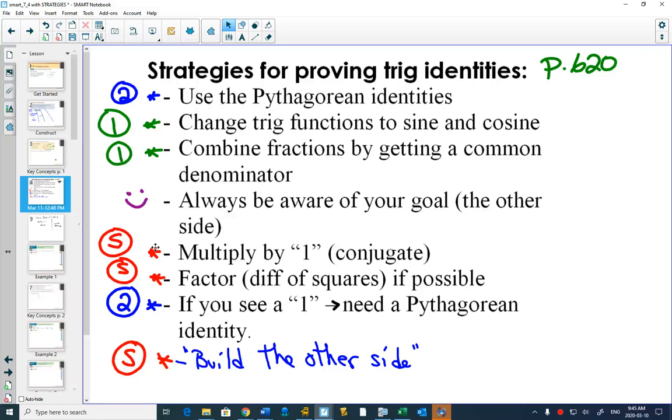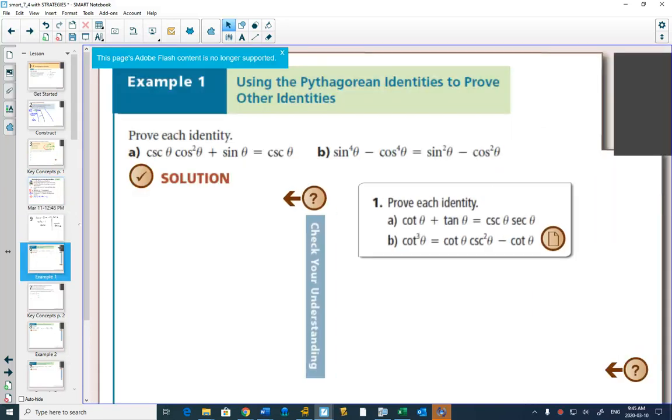Okay, so now let's do some proofs for practice to see how these new strategies come into play. Starting off with question number 1.